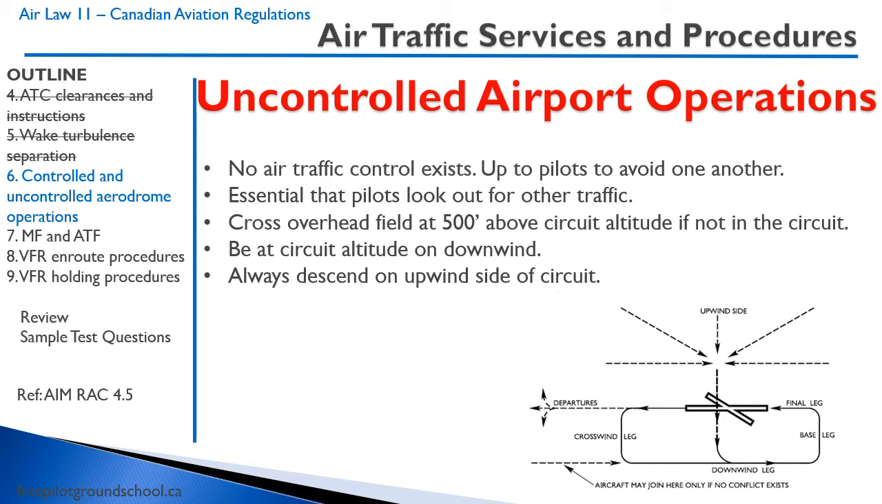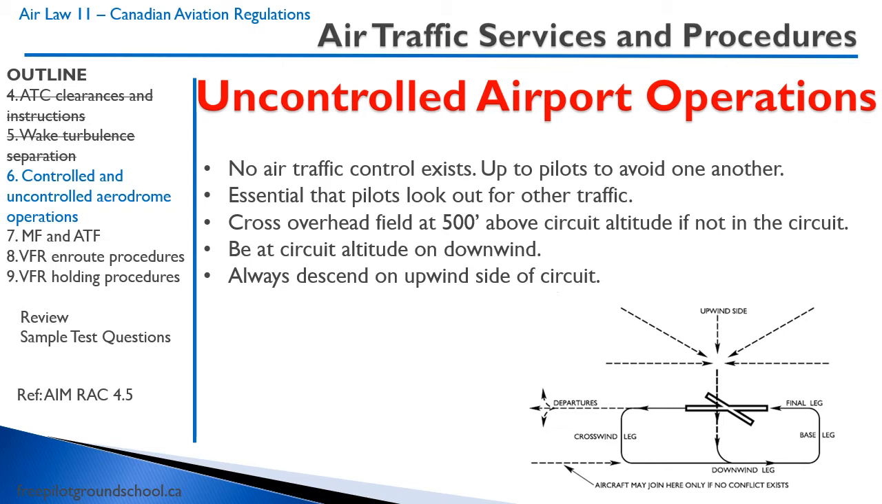At these airports, it's essential that pilots look out for other traffic. So here's what you're going to do. If you're not in the circuit, you don't know what the wind is like, for example, you're going to fly overhead the field 500 feet above circuit altitude. Then you're going to be at circuit altitude on the downwind, even if you cross overhead the field, and you always descend on the upwind side of the circuit.